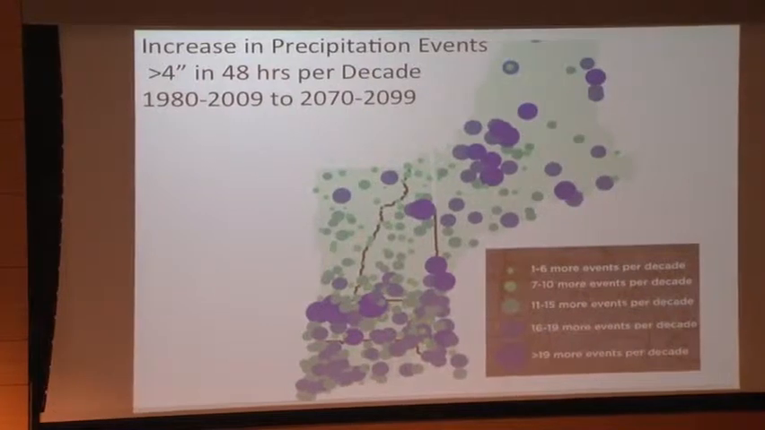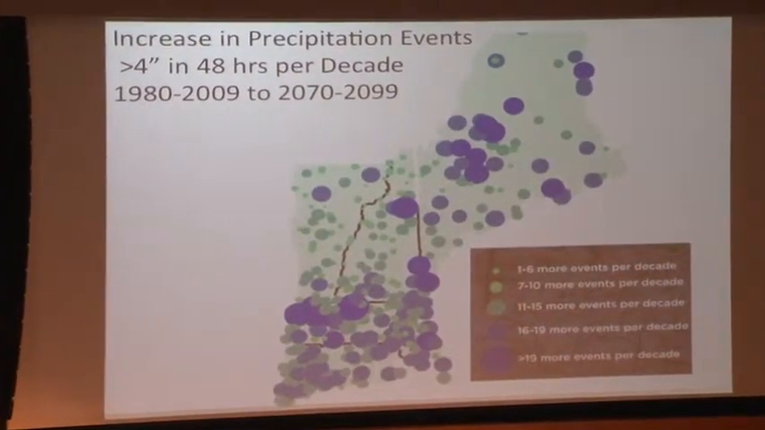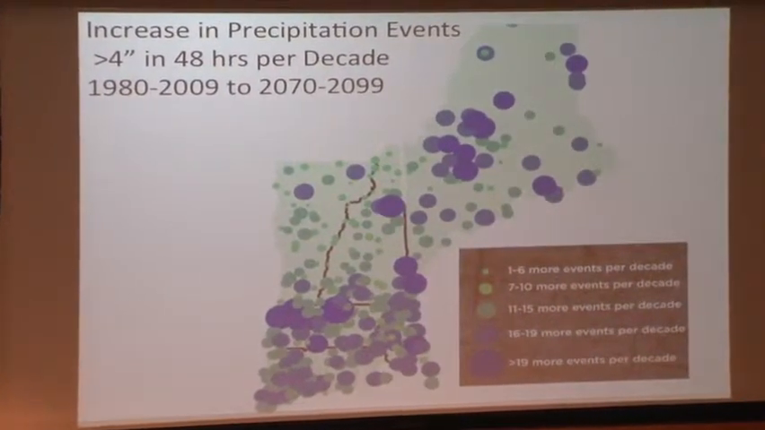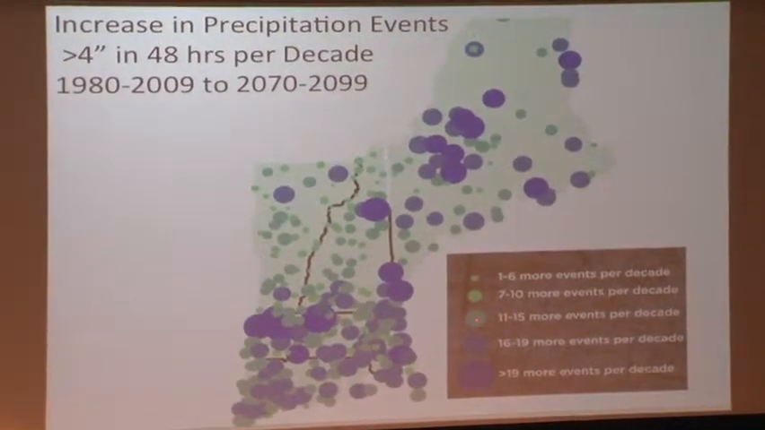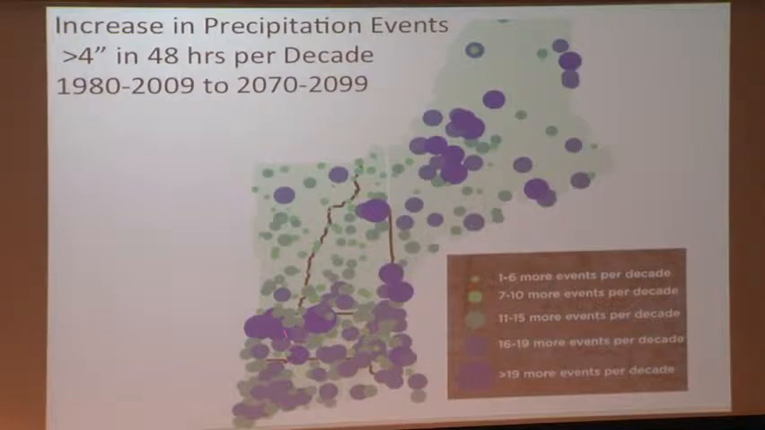If you want to look at that spatial variation across New England, I didn't have a plot for all of the Northeast, but you can see in the key down here, these big blue areas, greater than 19 more events per decade difference between the historical record and the end of the century. You can see pretty much a huge bullseye down here: 11 to 15, 16 to 19, greater than 19. And that's where primarily most of the development is across our region.